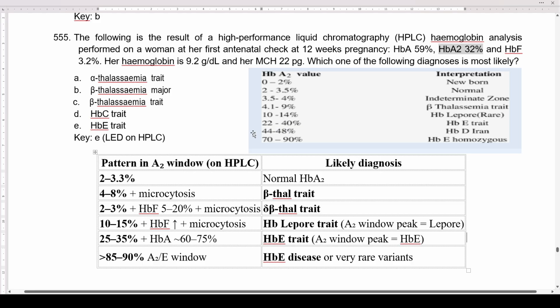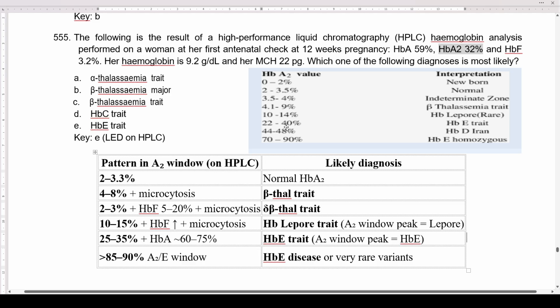We will diagnose with the help of the percentages of these hemoglobin variants. If HbA2 is between 4.1 and 9%, it is a beta thalassemia trait. If it is between 10 and 14 or 19%, it will be HbLepore. HbLepore is actually a fusion of delta and beta chains. In that case there will also be reduced HbA1 and HbA2 and increased HbF levels. So HbLepore has 10 to 19% of A2 value.